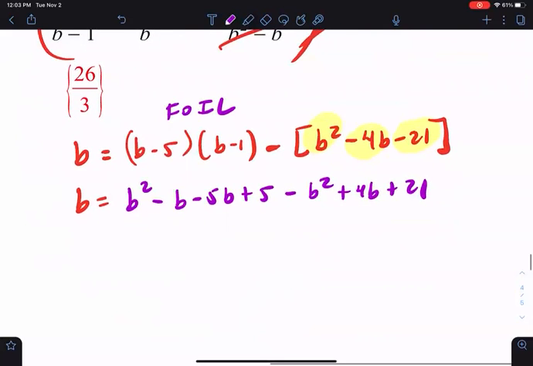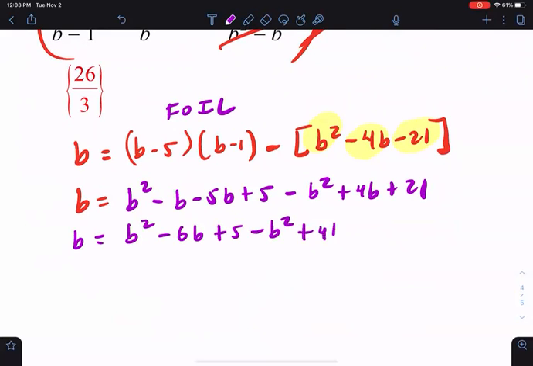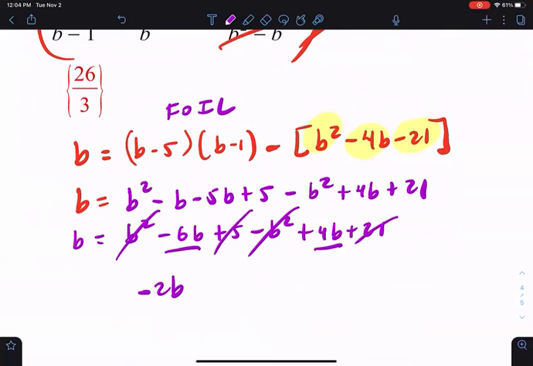Solve for that. So b equals b squared, combine like terms, negative 6b plus 5 minus b squared plus 4b plus 21. I'm doing step by step. I can do this much faster, but I'm just doing it for everybody that doesn't understand. So this cancels with this. Well, not cancels, but you combine like terms, right? This and that, that's going to be negative 2b. And then you combine like terms, this and this, that's going to be 26. And this is going to be b.